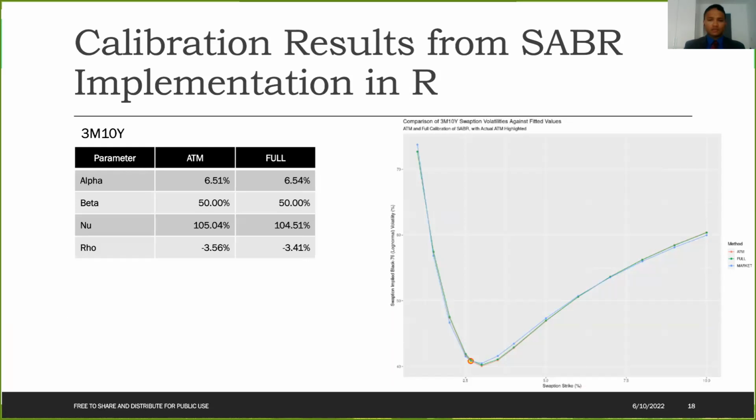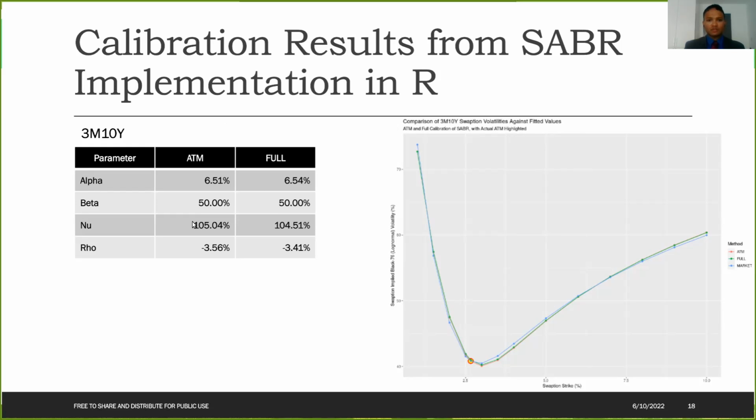So it's all very well and good that you have these calibration schemas. What does it look like when you actually run them? Well, here are graphs of various swaption rates. And you can see the at the money calibration procedure in sort of salmon pink. You can see the full calibration procedure in green, and you can see the actual market volatilities in blue.